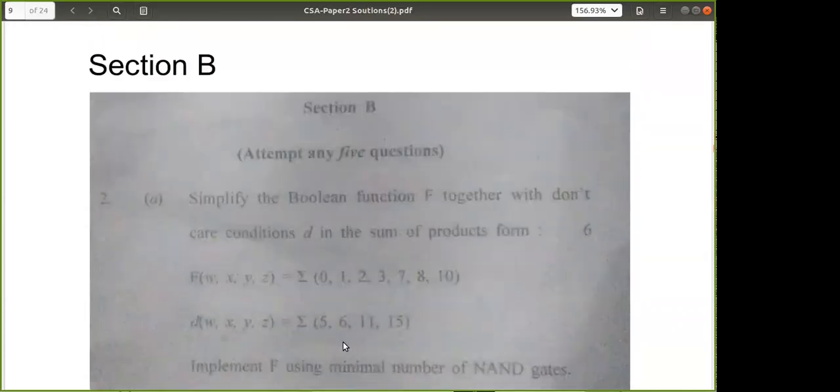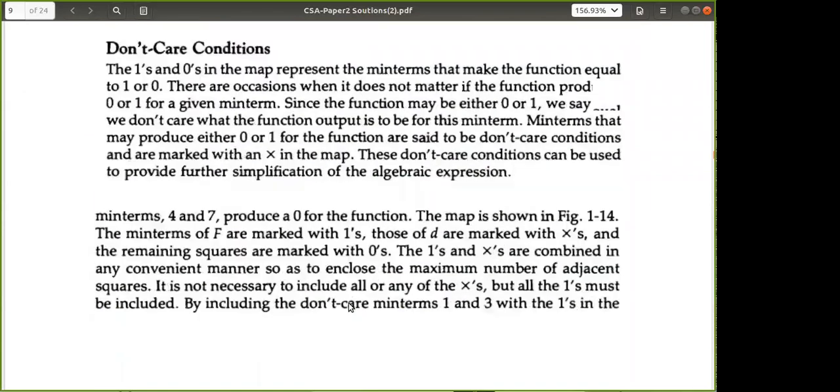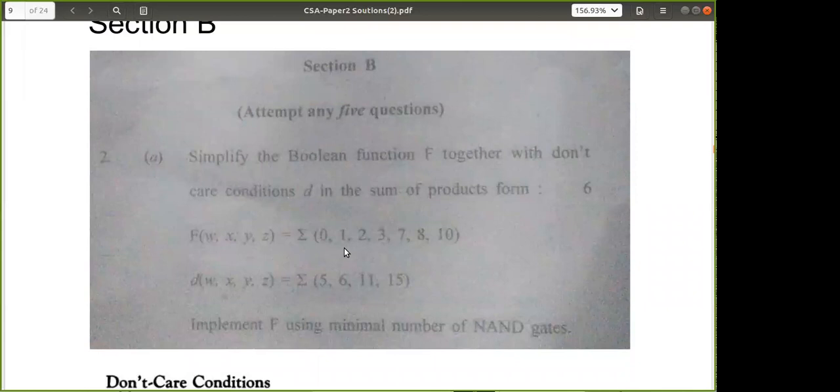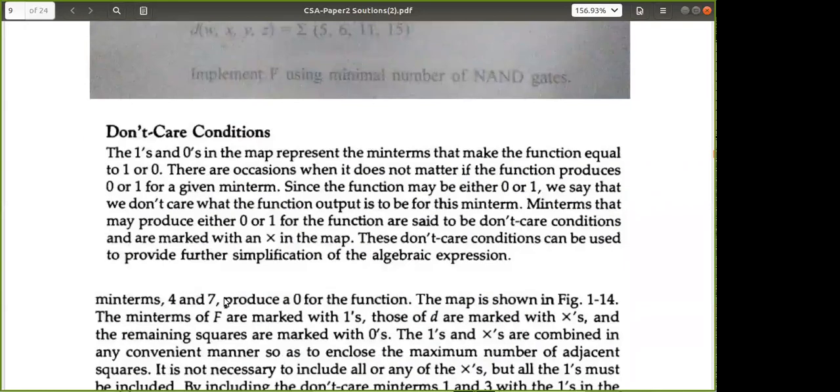And then move to the second part B. So here the problem is to simplify the Boolean function. That is a question that comes every time. We have a function that is summation of 0, 1, 2, 3, 7, 8, 10, and then there is a don't care condition. So we have to solve this using the K map.